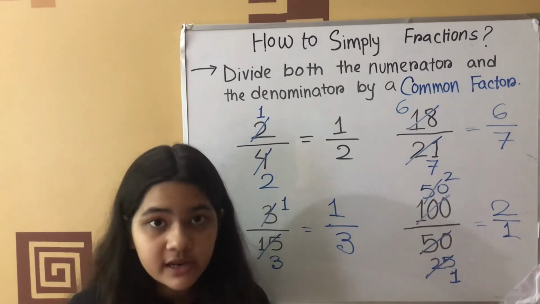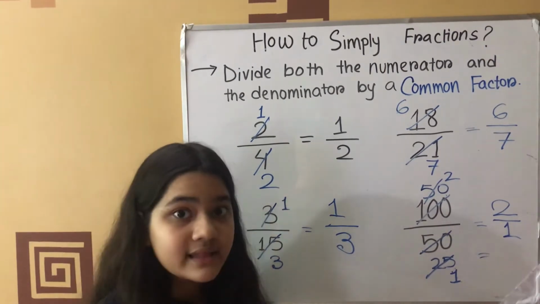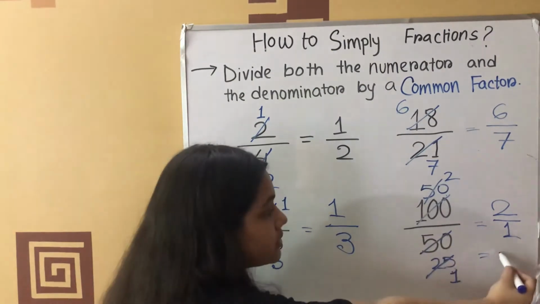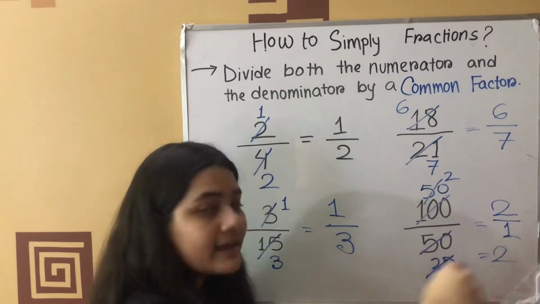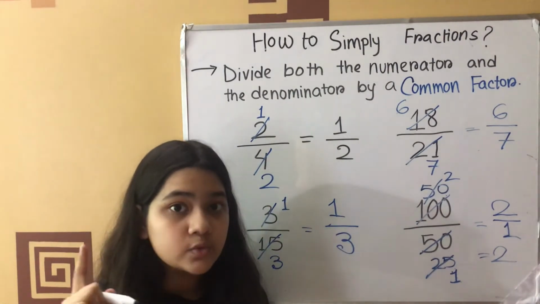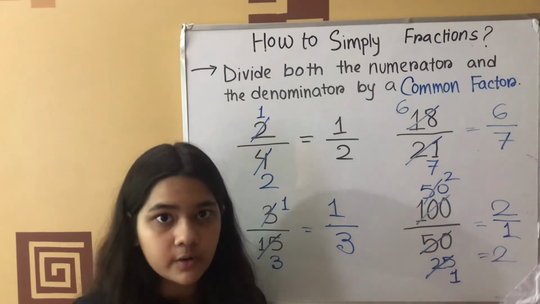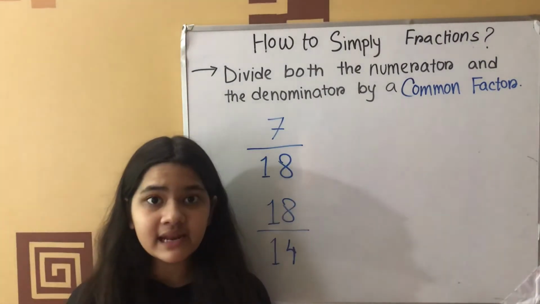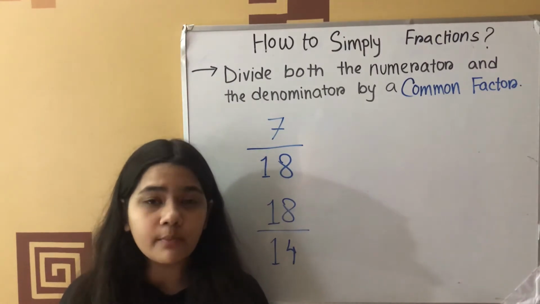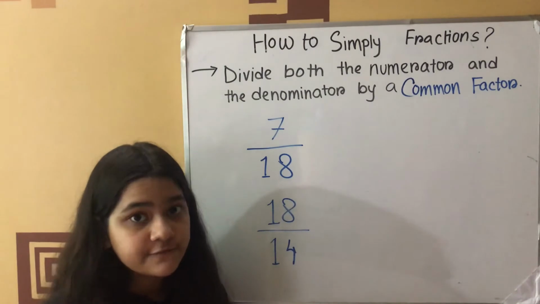If the denominator of a proper fraction or improper fraction is 1, then that number is a whole number. So 2 by 1, it will be 2. If the denominator is 1, then the number is a whole number. See over here we have 7 by 18. 7 and 18, they don't have any common factors. So this is their simplest form.